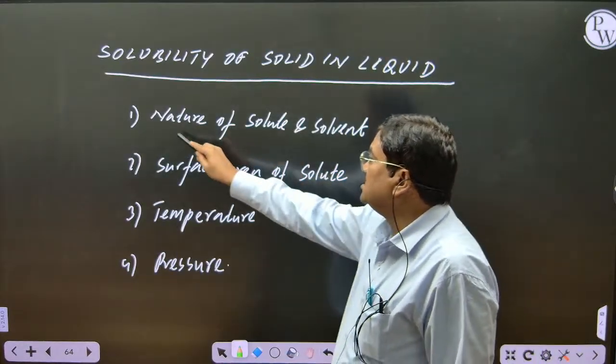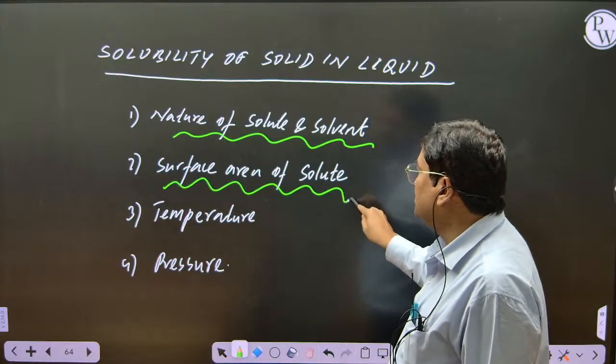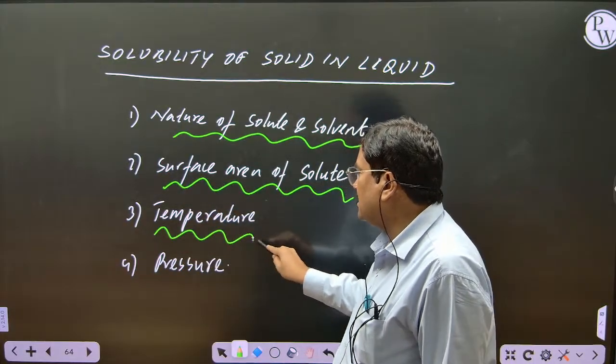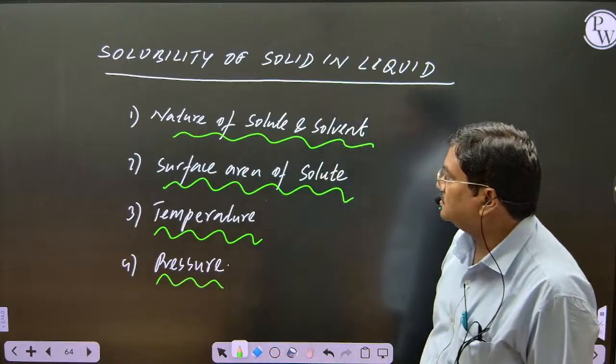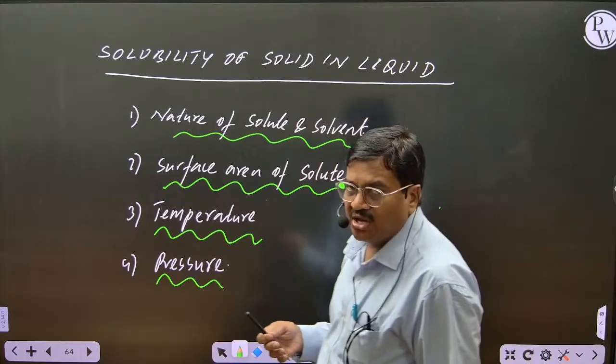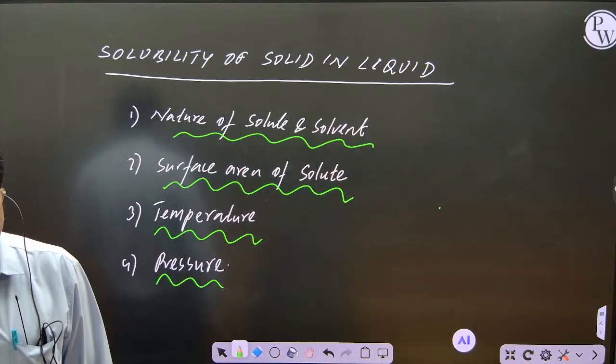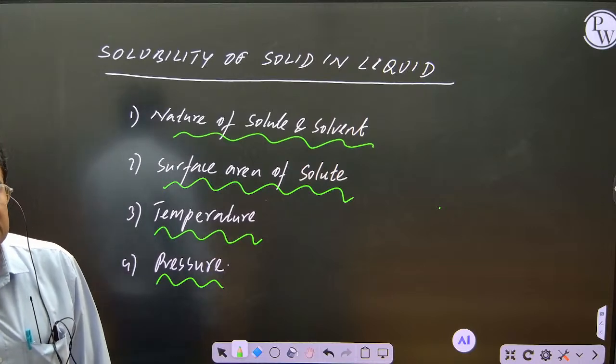What are those? Nature of solute and solvent, surface area of solute, temperature and pressure. Copy this. So in exam conceptually they ask you solubility of solid in liquid, on what factor it depends. These are the four factors. Copy it fast.